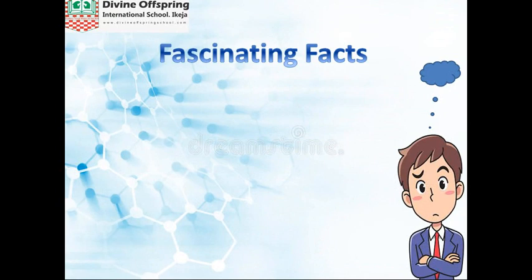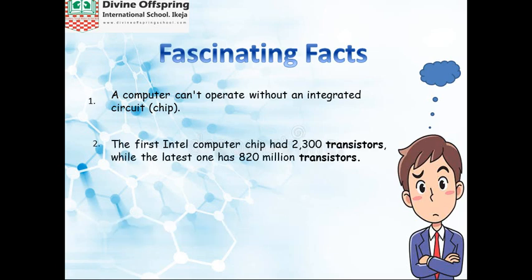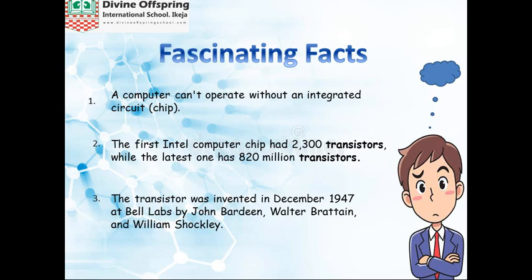Here are some facts for you to ponder on. A computer cannot operate without an integrated circuit, otherwise known as chip. The first Intel computer chip had 2,300 transistors, while the latest one had 820 million transistors. That's huge! The transistor was invented in December 1947 at Bell Labs by John Bardeen, Walter Brattain, and William Shockley.